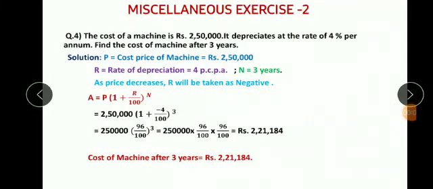So children, in the previous part we have seen practice set 14.2 and now we will see miscellaneous exercise 2. One question is based on chapter 14 here, and that is question number 4 on page number 119.